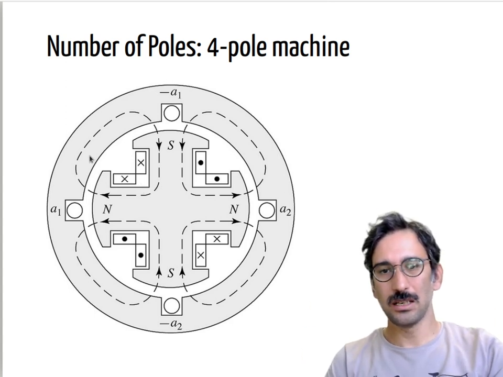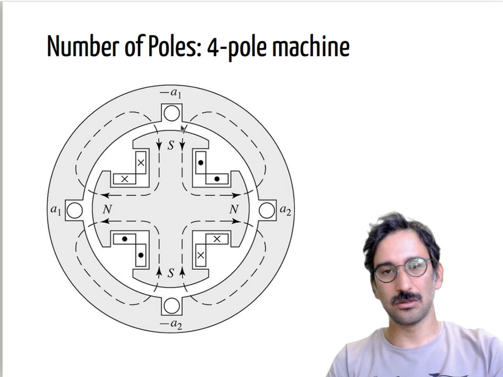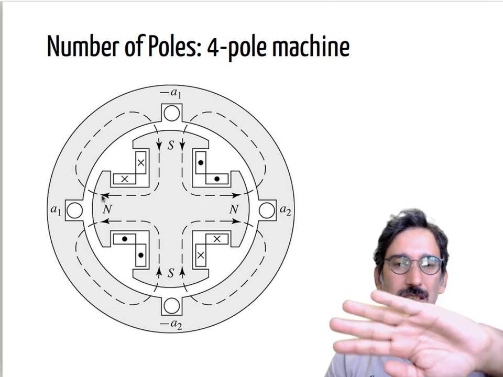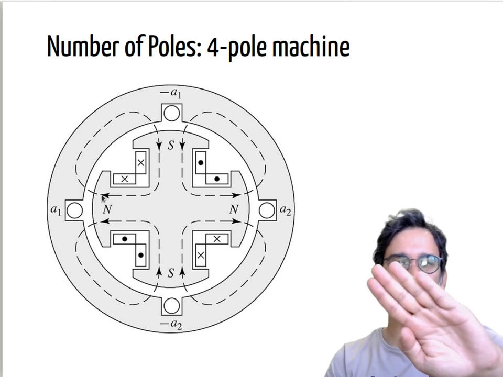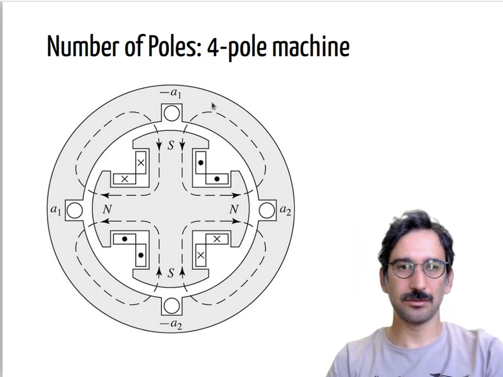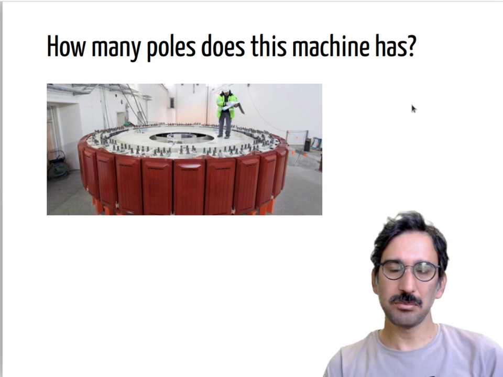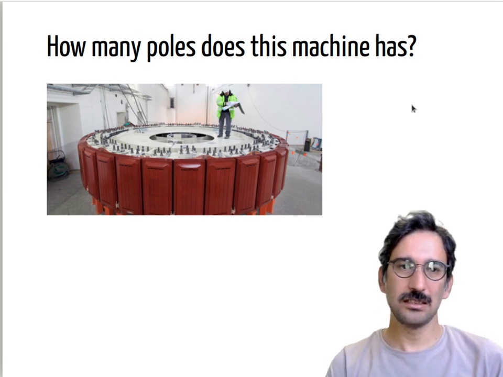So that's why now the coil cross section area, by cross section area I mean the area on the stator surface, is now smaller, but now it is only linked. If you rotate it, for example, 45 degrees, that one is only linking one coil. So that is a 4 pole machine. Okay, so let's have a look at how many poles this machine has.